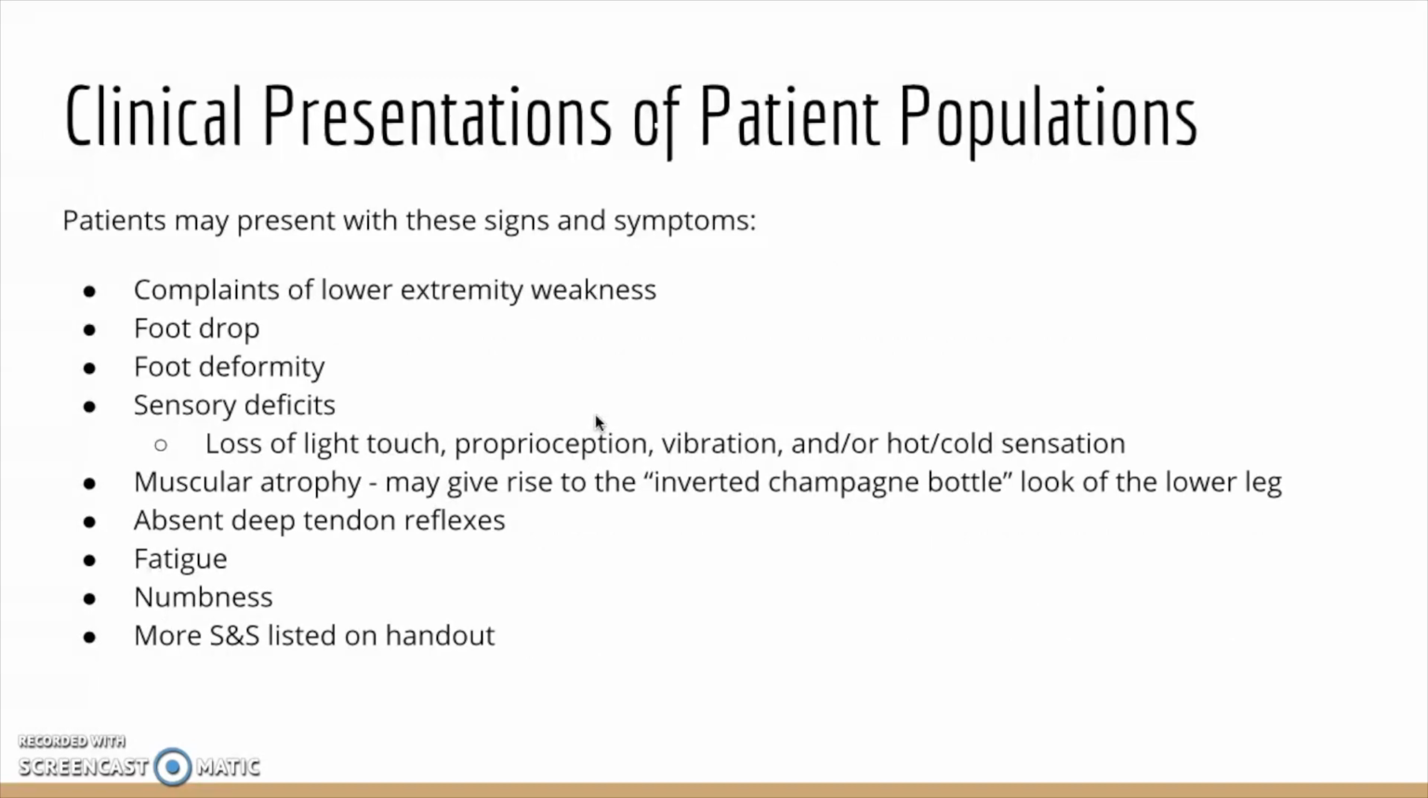Patients may present with some of the following signs and symptoms: complaints of lower extremity weakness, foot drop, foot deformity, sensory deficits which may include loss of light touch, proprioception, vibration, and/or hot and cold sensation, muscular atrophy which may give rise to an inverted champagne bottle look of the lower leg because of the thinness of the ankle area compared to the upper calf. They may also have absent deep tendon reflexes, fatigue, numbness, and there's a few more signs and symptoms listed on our handout.